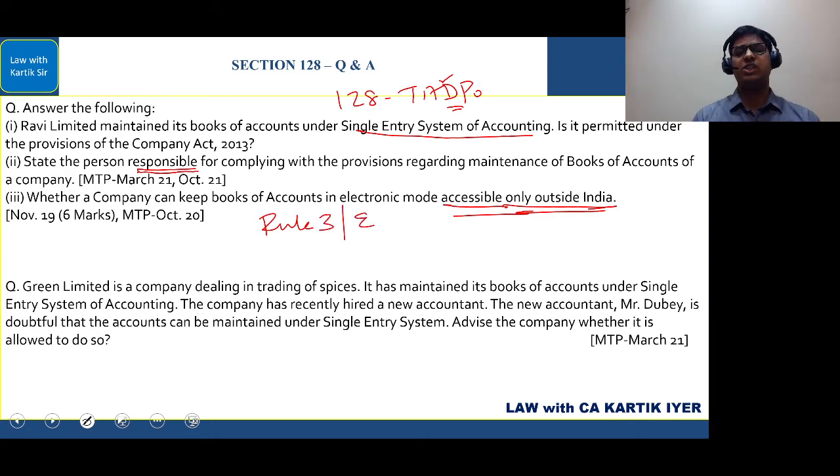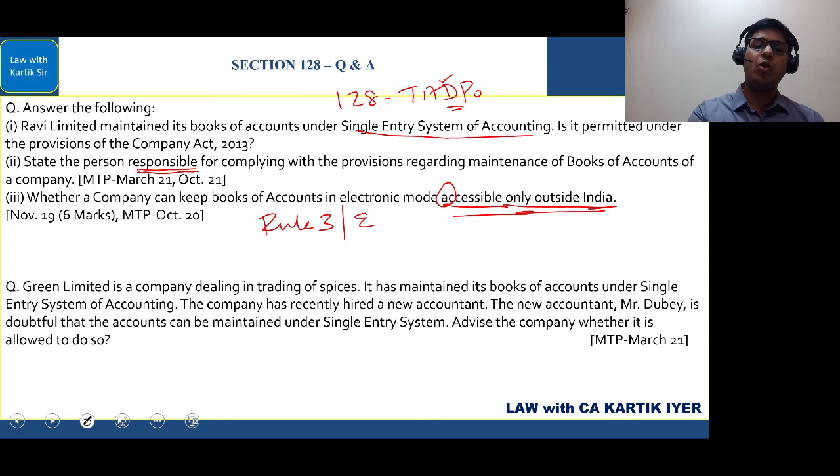So this was in relation to your electronic books of accounts. Can you maintain electronic books of accounts? The answer is yes. However, there are some conditions, and the conditions are A, B, C, P, R. A was simple: accessible in India only. It should be accessible in India.